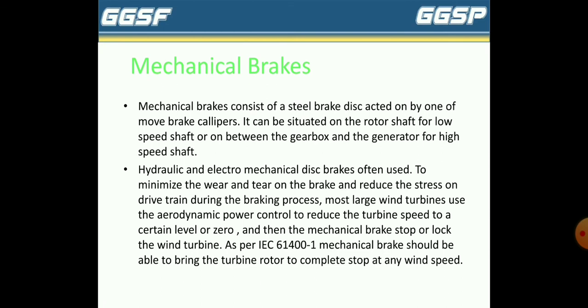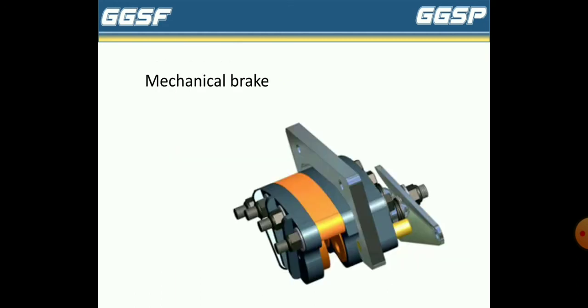Mechanical brakes. Mechanical brakes consist of steel disc brake actuated by one or more brake calipers. It can be situated on the rotor shaft or low speed shaft or between the gearbox and the generator for high speed shaft. This is the picture of mechanical brake.